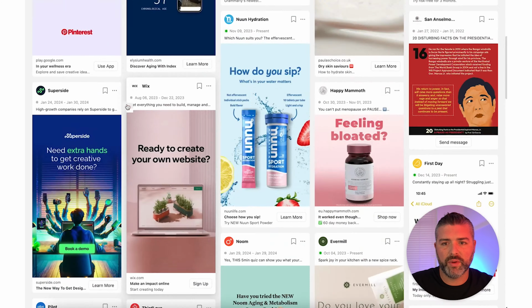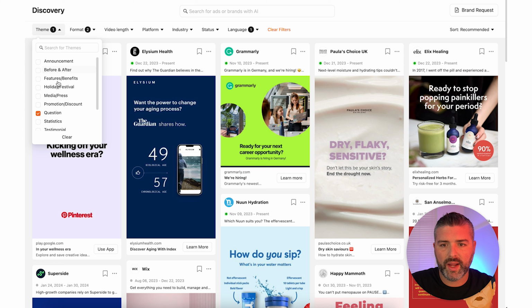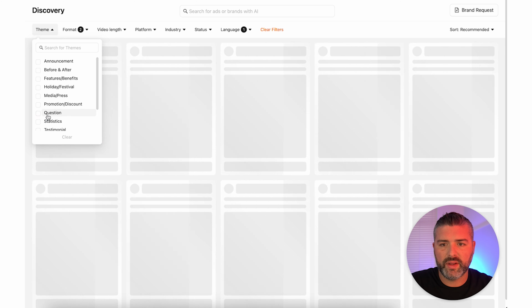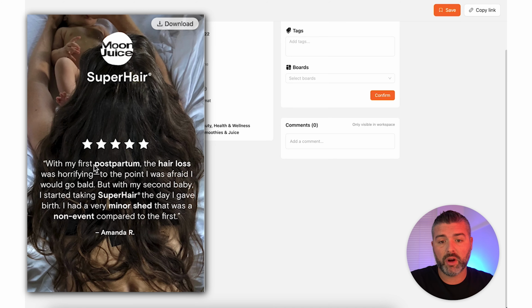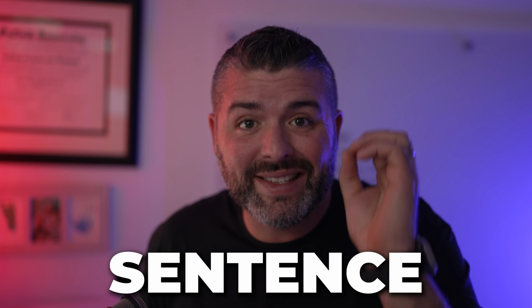So let's go through here and we're going to try to find a storytelling ad. All right, so going back to the storytelling ad, we want a hook. So with my first postpartum, the hair loss was horrifying, right? So it's a relatable real life scenario to their target audience, which is most likely women who have just given birth. They're sharing that journey, that struggle is coming across in the first sentence. So hook them as quick as possible.